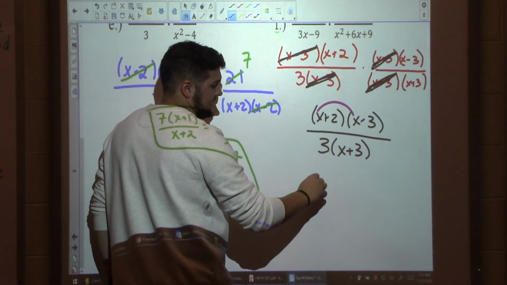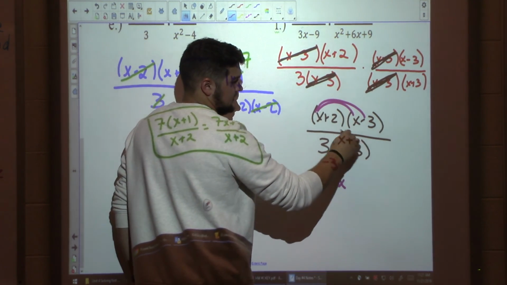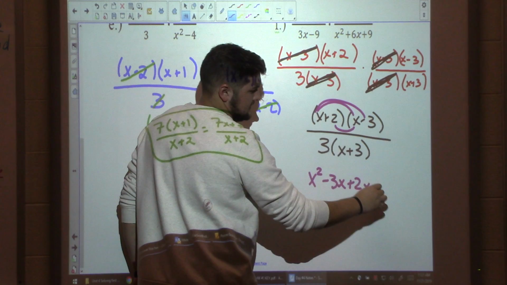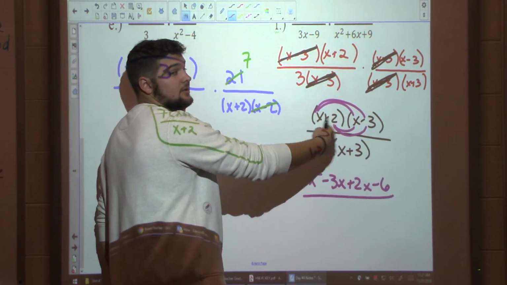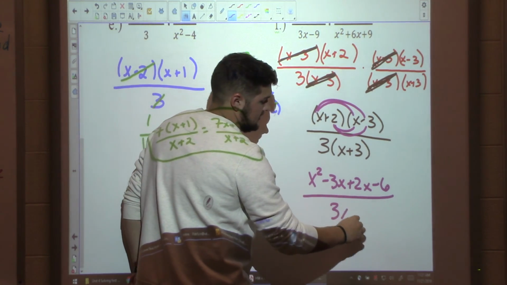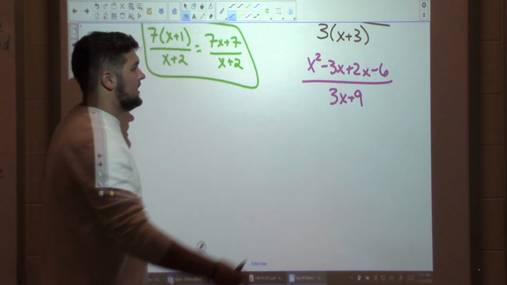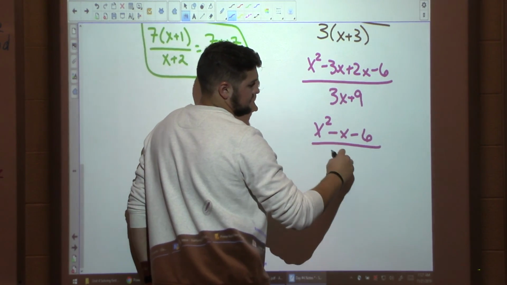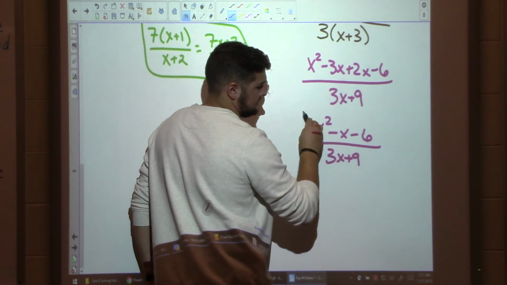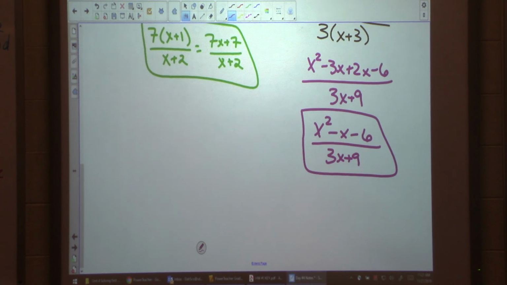x times x is x squared. 3x minus 3x plus 2x, plus 2x, minus 6 over, I'm going to distribute it, but you don't have to, 3x plus 9. Boom. And then lastly, combining like terms, x squared minus x minus 6 over 3x plus 9. So that should be your final answer, or like I said, you don't have to distribute your denominator.